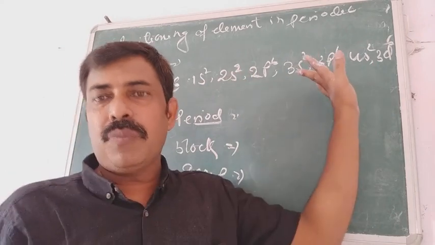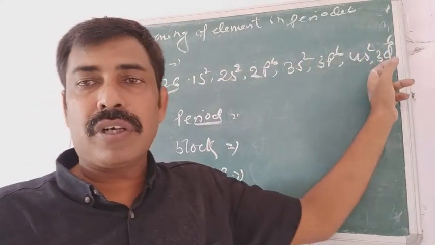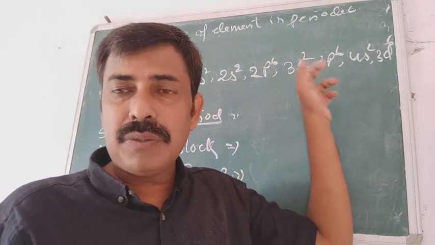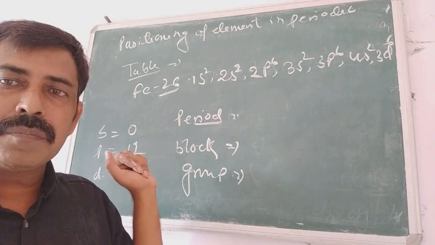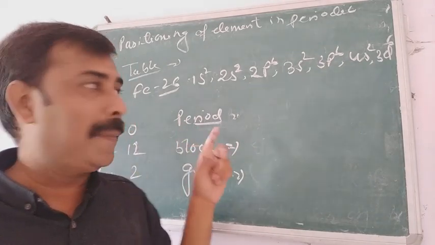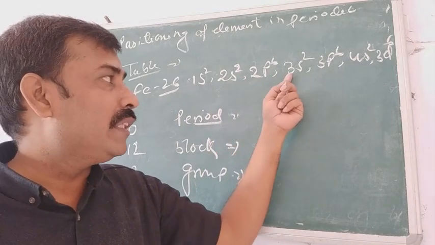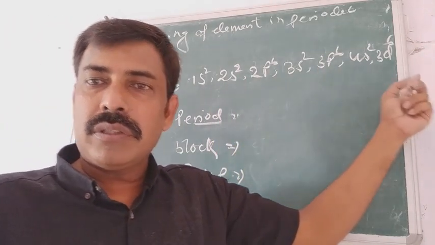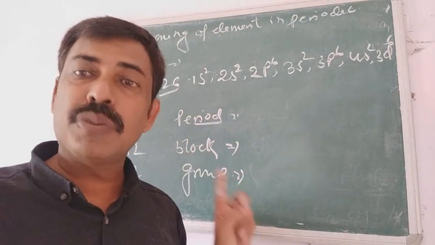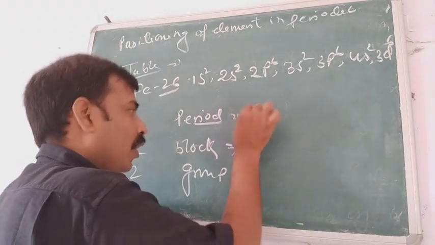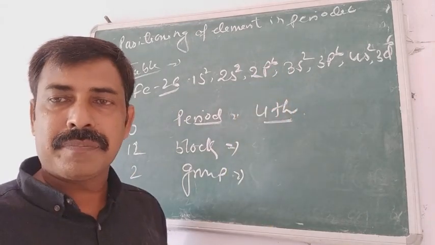The last electron is moving in the 3d, but the valence shell is not the third. Valence shell is 4th. So, first of all, we will try to find the period, the largest principal quantum number, and it is 1, 2, 2, 3, 3, 4, 3. Which is the largest? It's not 3, it's 4. So, the period number 4. This is the 4th period.